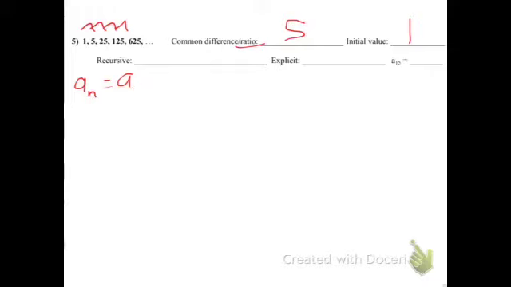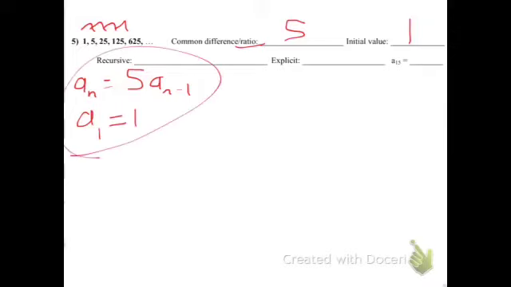And I'm going to write this one a little bit differently. I'm going to put the 5 in front. So every term is equal to 5 times the previous term. And make sure you put down the starting point. So the first number in the sequence is 1, because that tells you where to start, and you can do the pattern from there.